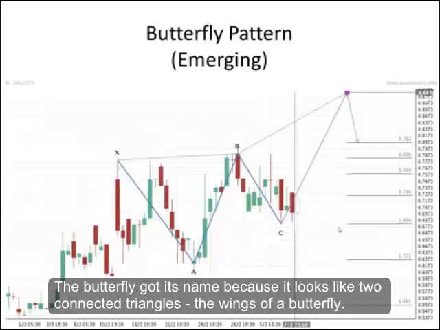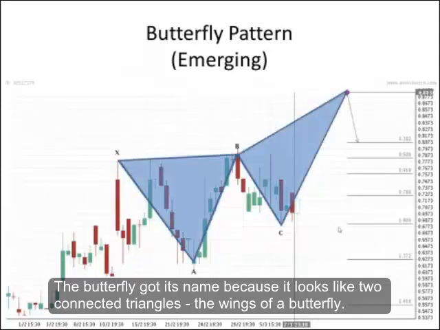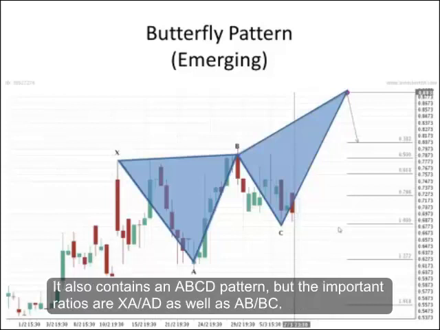The butterfly got its name because it looks like 2 connected triangles, the wings of a butterfly. It also contains an ABCD pattern, but the important ratios are XA/AD as well as AB/BC.